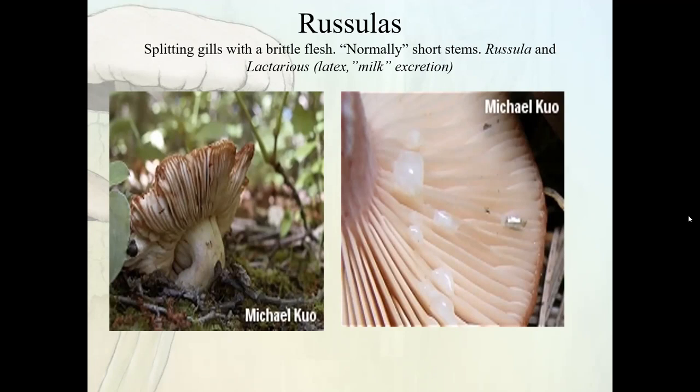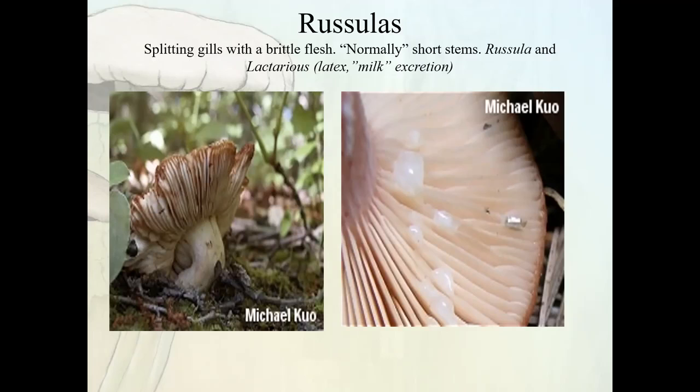Okay, so back to the Russula group that upsets everybody. The Lactarius, lacto, everybody knows that means milk. Lactose is milk sugar. It looks like it bleeds milk, but it's latex. So it's not like oat milk or almond milk.